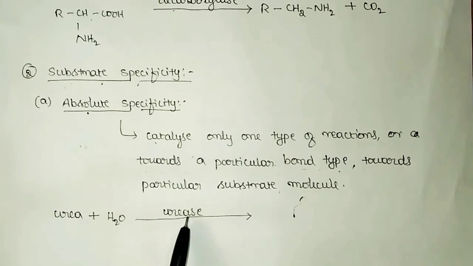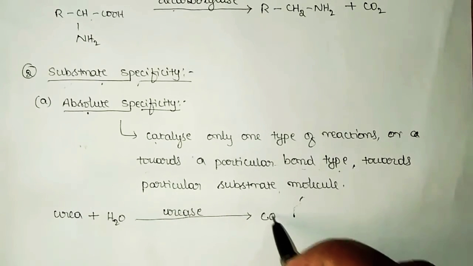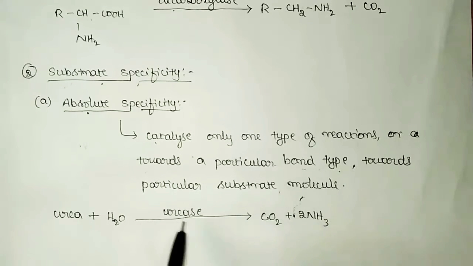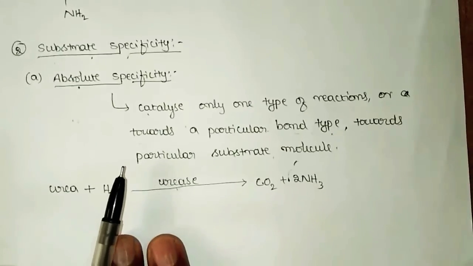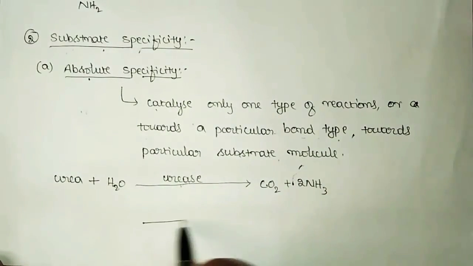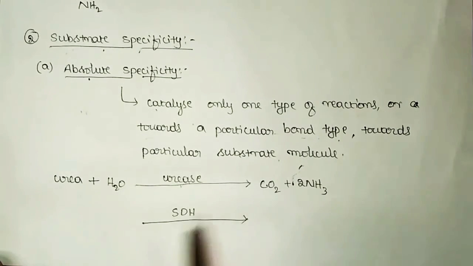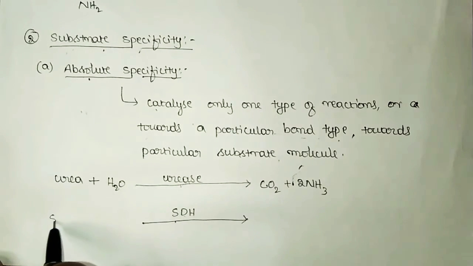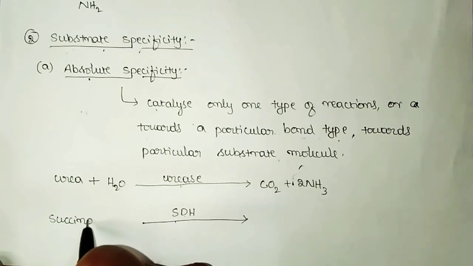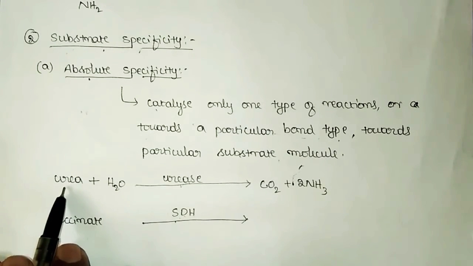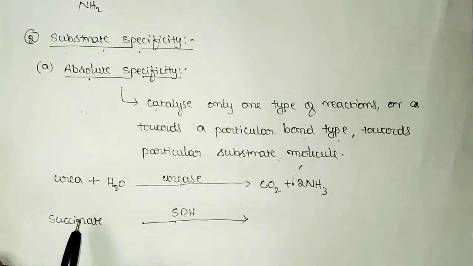When urea is hydrolyzed in the presence of urease, we get a mixture of carbon dioxide and ammonia. We cannot use urease to catalyze any other substrate molecule. One more example is SDH, called succinate dehydrogenase. This enzyme acts on only one particular material, succinate, and not on urea. SDH cannot be used on urea, and urease cannot be used on succinate. Each enzyme is specific towards a particular substrate molecule.